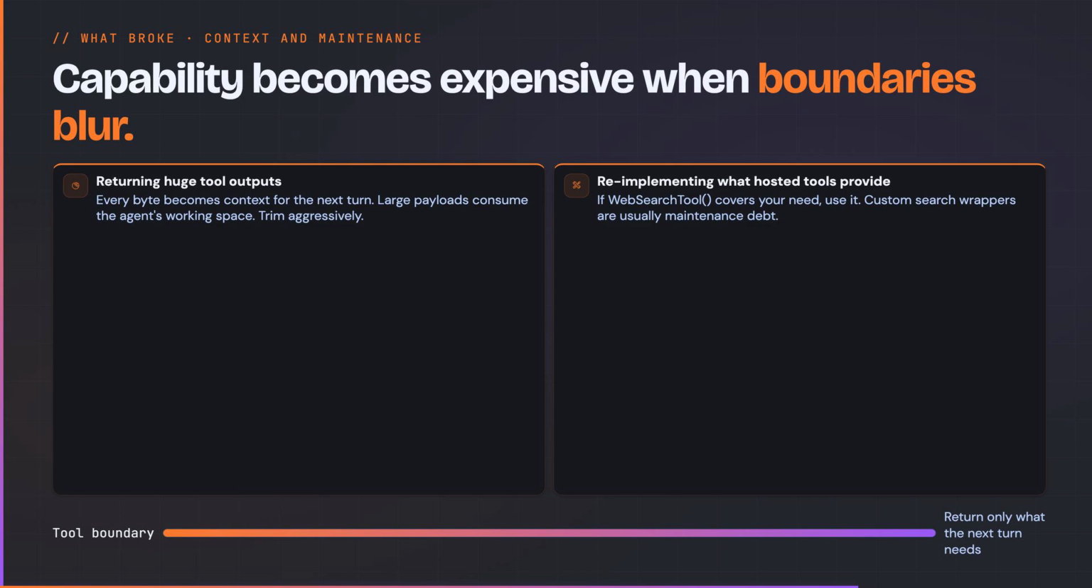What breaks first is context bloat. For example, if a tool returns a huge order payload, every byte becomes context for the next turn. The fix is to trim aggressively. What goes wrong next is maintenance debt. If WebSearchTool already covers search, a custom search wrapper is extra code your production team must own.